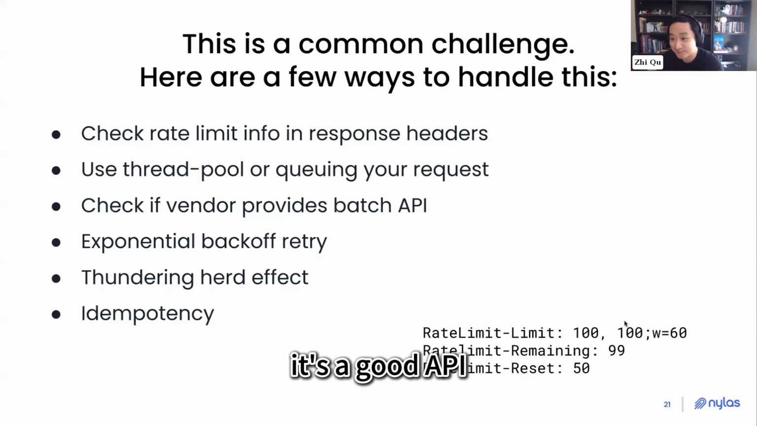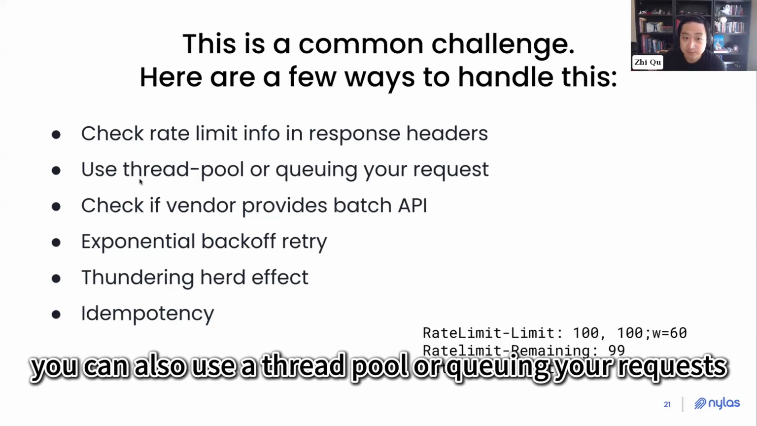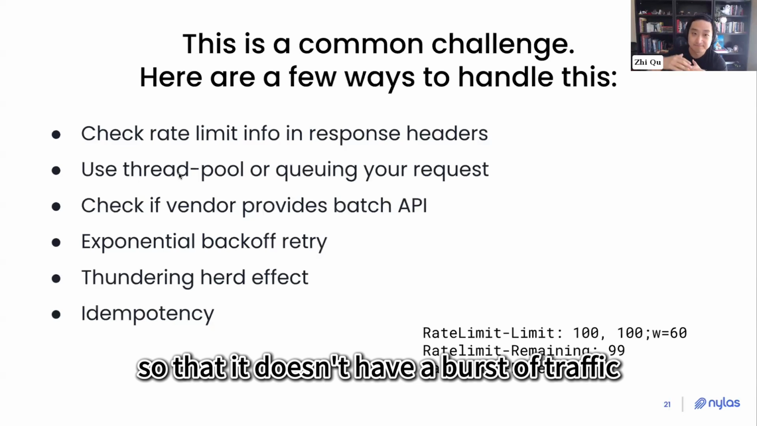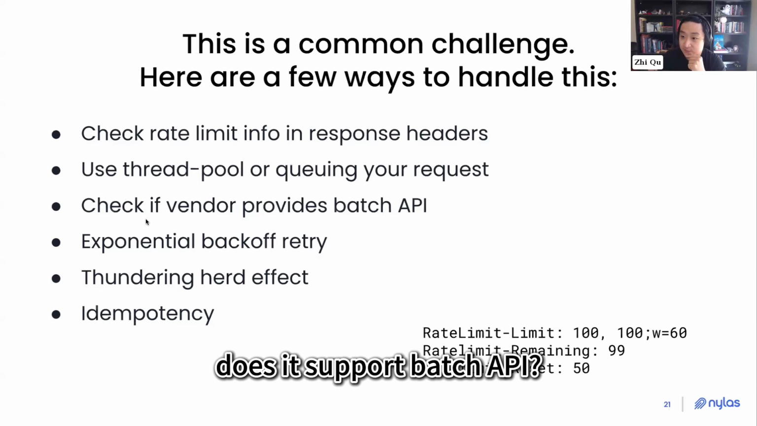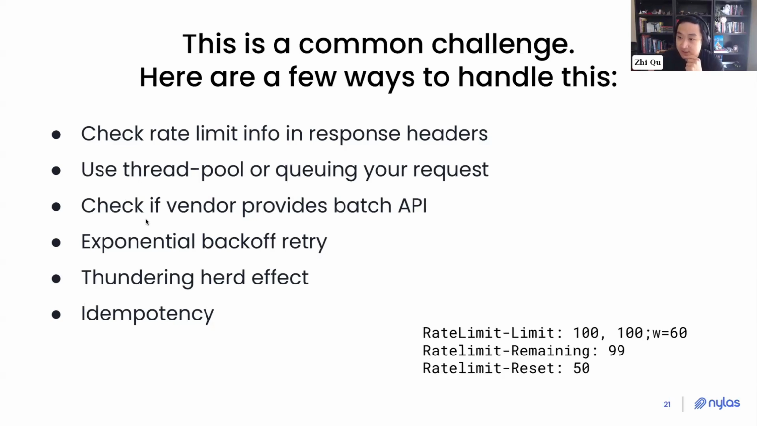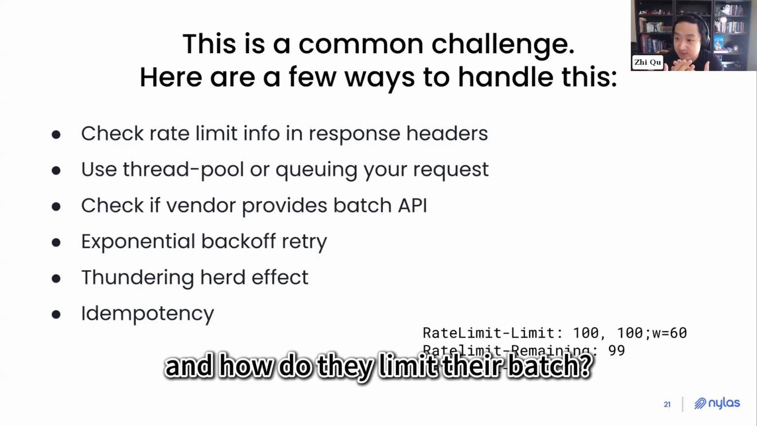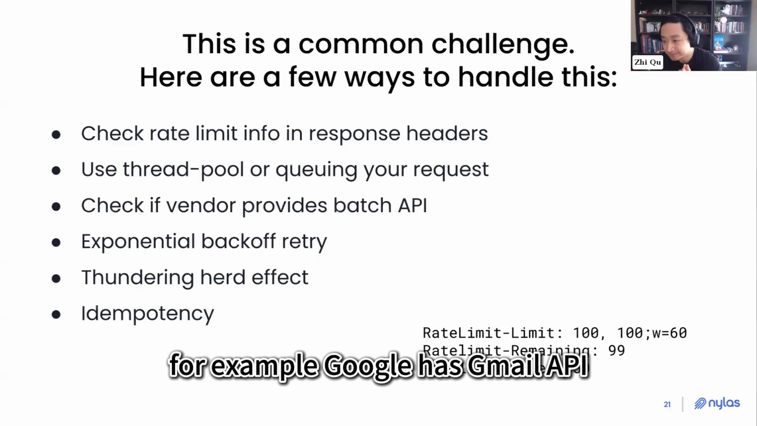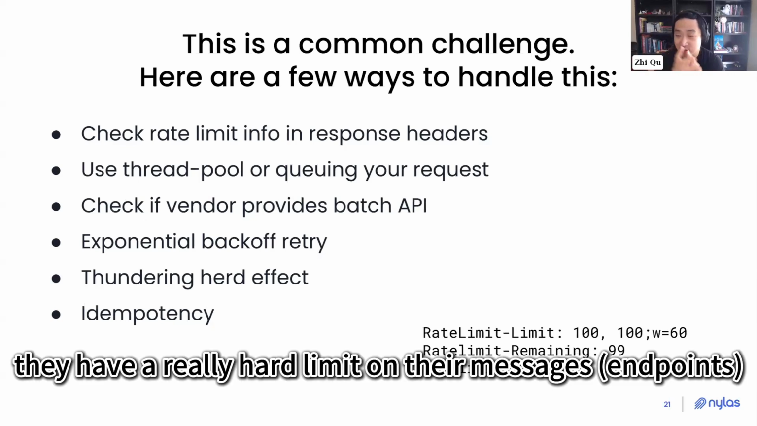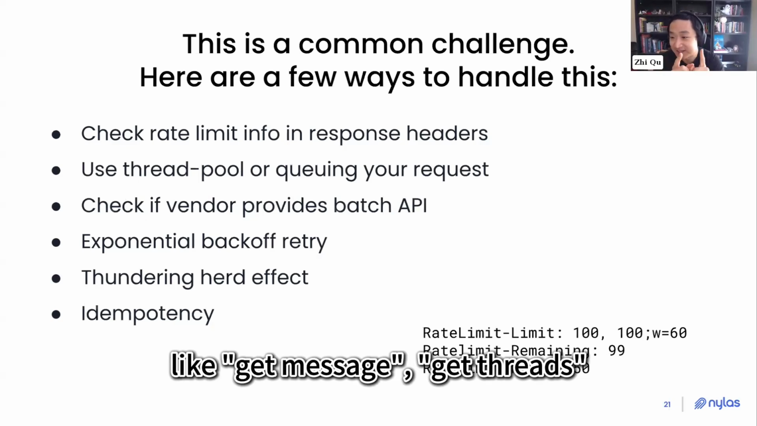You can also use a thread pool or queue your requests so that it doesn't have a burst of traffic. Check with the vendor whether they support batch API and how they limit their batch. For example, Google Gmail API, they have a really hard limit on their messages, like get message, get threads.